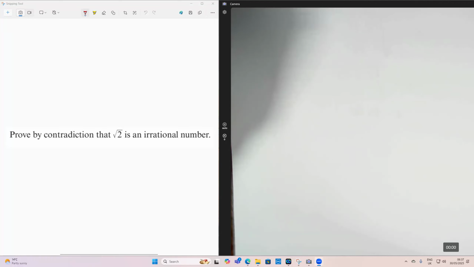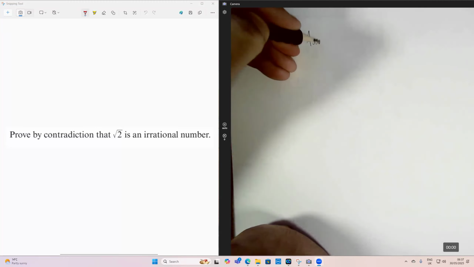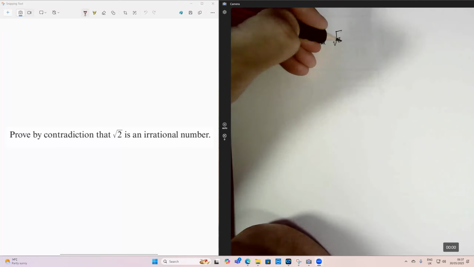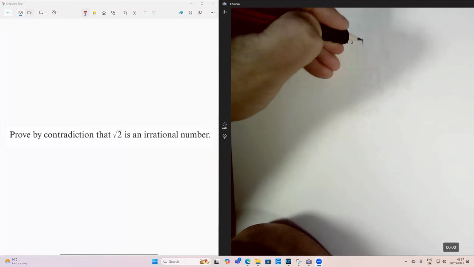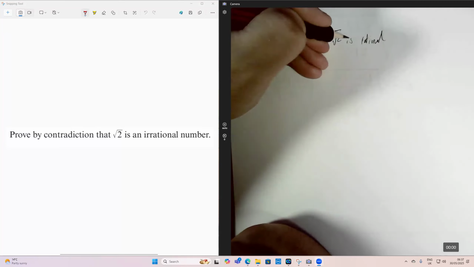Now, for proof by contradiction, we always start off by assuming the opposite, which is sometimes called the contrapositive statement. So if we want to show that √2 is irrational, then we're going to start off by assuming the opposite. Okay, so we're going to assume that √2 is rational. Now, what do we mean by rational?